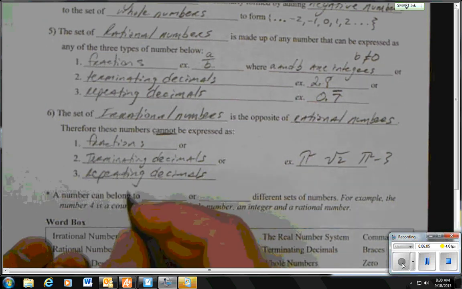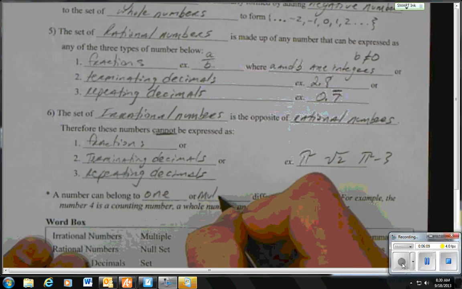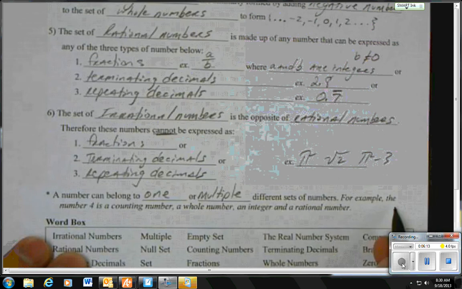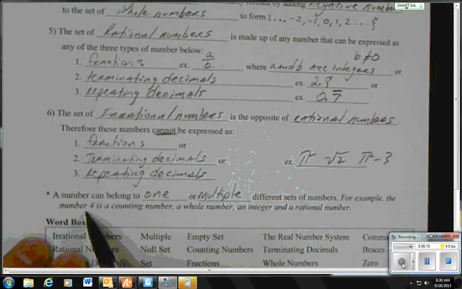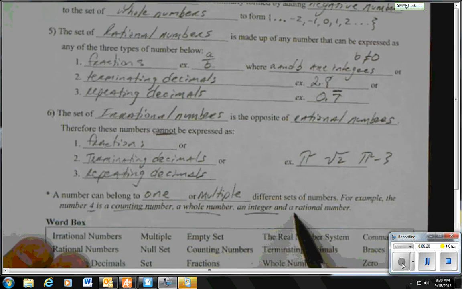A number can belong to one or multiple different sets of numbers. For example, the number 4, it's a counting number, it's a whole number, it's an integer, and it's rational.